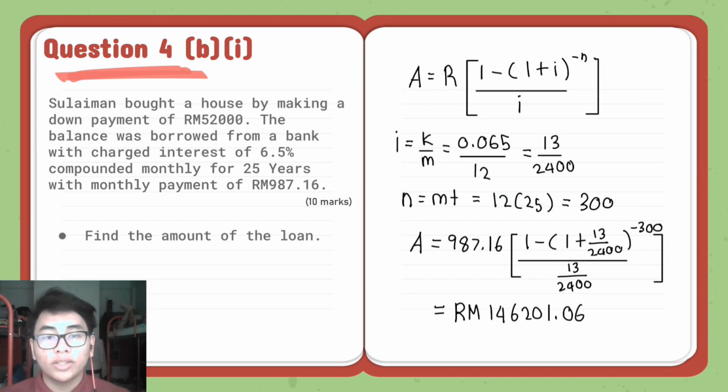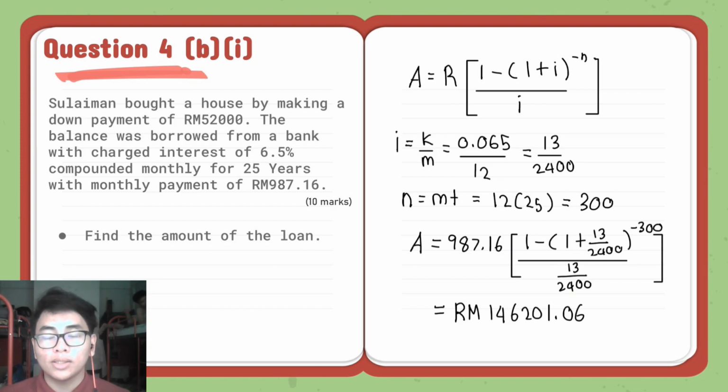Next, moving on, question 4B1. Suleiman bought a house by making a down payment of 52,000 ringgit. The balance was borrowed from a bank with charged interest of 6.5%, compounded monthly for 25 years with monthly payment of 987 ringgit and 60 cents. Find the amount of the loan.